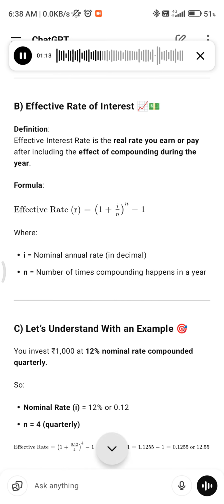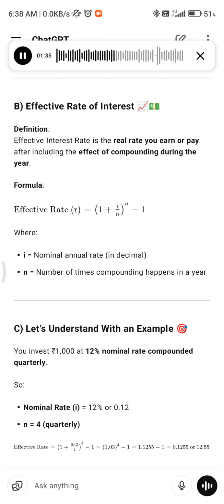B. Effective rate of interest. Definition: effective interest rate is the real rate you earn or pay after including the effect of compounding during the year. Formula: effective rate equals (1 + i/n)^n minus 1, where i equals nominal annual rate in decimal, n equals number of times compounding happens in a year.